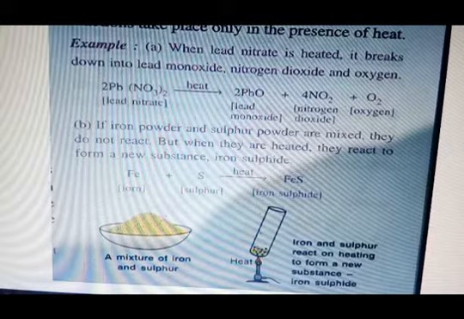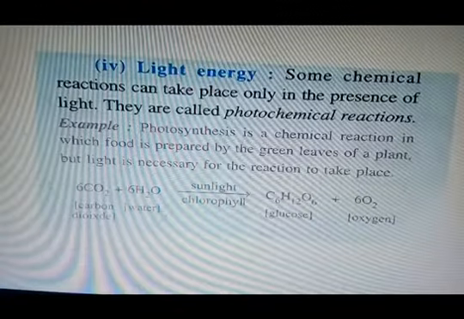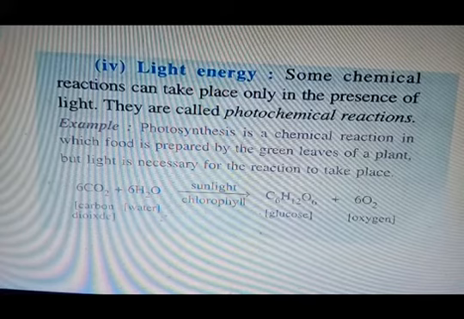And light energy is another condition, and this light energy is also for those reactions which take place in presence of light only. So some chemical reactions can take place only in the presence of light. They are called photochemical reactions.